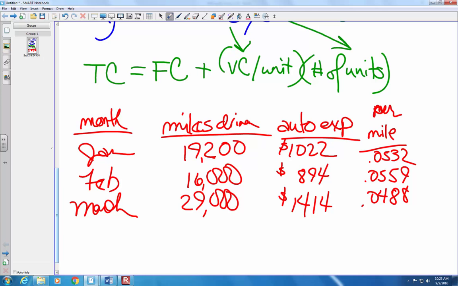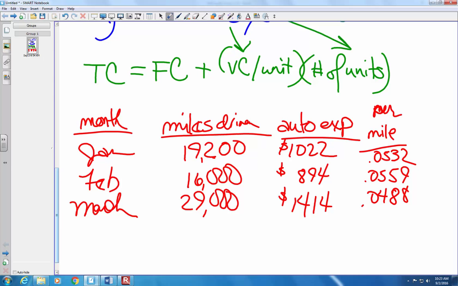Is that how a variable cost behaves? No. Variable costs stay the same per unit. This changed at the 3 different activity levels, didn't it? So we can eyeball it and see it's not fixed. We just proved that it's not variable. So therefore this has to be a what? A mixed cost. So now we have the challenge of breaking that mixed cost into its fixed and variable components. You guys with me?